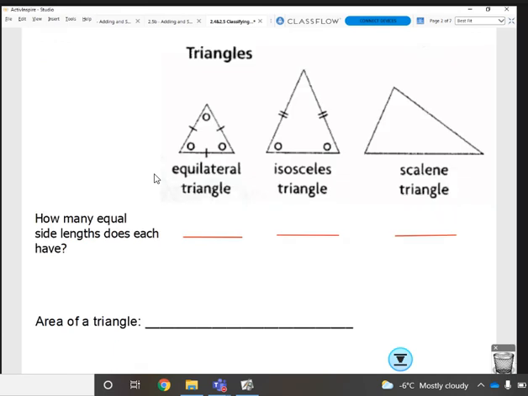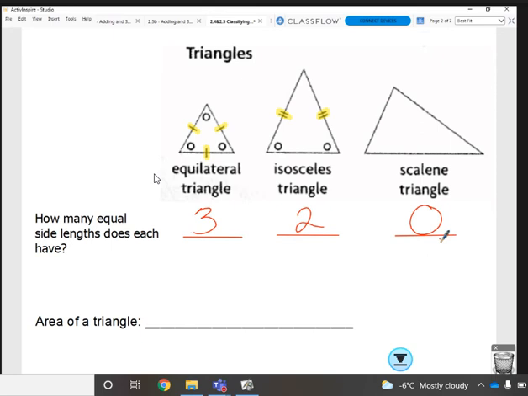Now, let's also remember an equilateral triangle. How many equal side lengths does it have? An equilateral triangle has 3 equal side lengths, and they're denoted by these little tick marks, which tell us that they're all the same. An isosceles triangle would have 2, again because we have the same tick marks here. In a scalene triangle, how many equal sides? It has 0 equal sides. If you notice each side length, there are no little markings indicating that any side lengths are equal.